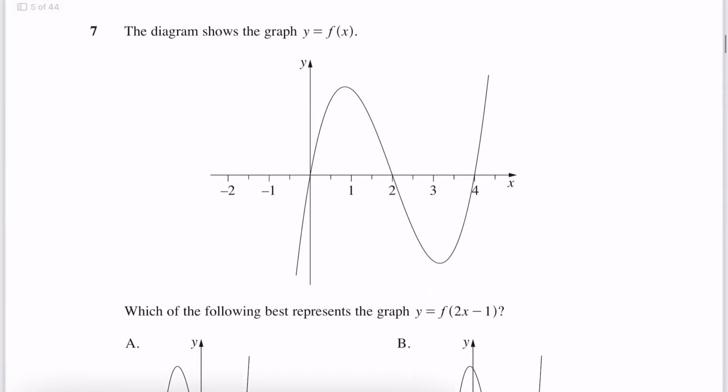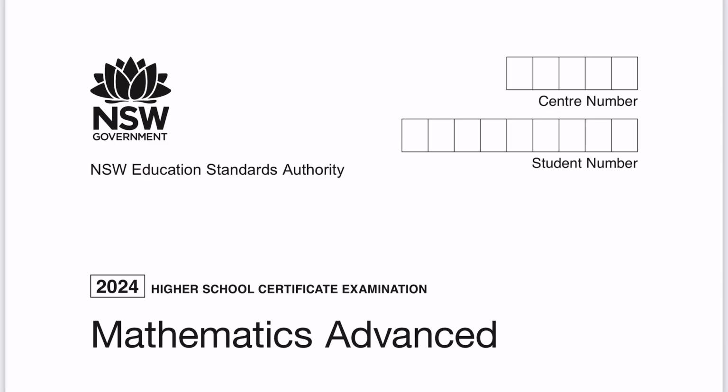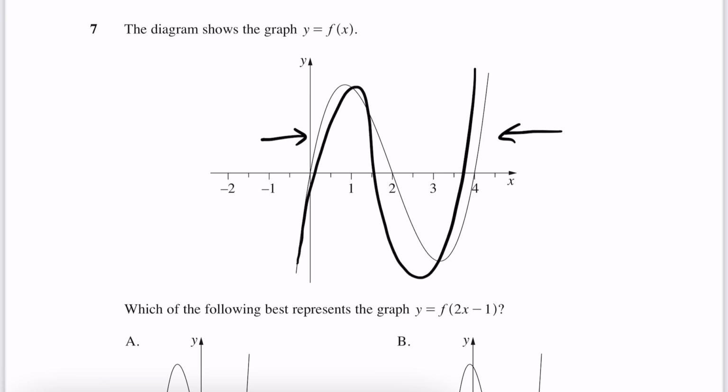Cool. The diagram shows the graph y equals f of x. Which of the following best represents the graph y equals function of 2x minus 1? So what we see here is we have a graph and we need to figure out how this function has been translated. And what we need to recognize is that by applying a factor of 2 here inside the function, this creates a dilation, okay? And because it's a 2, what you should imagine is that it squeezes the function inward, and we're going to have something that looks a lot tighter.